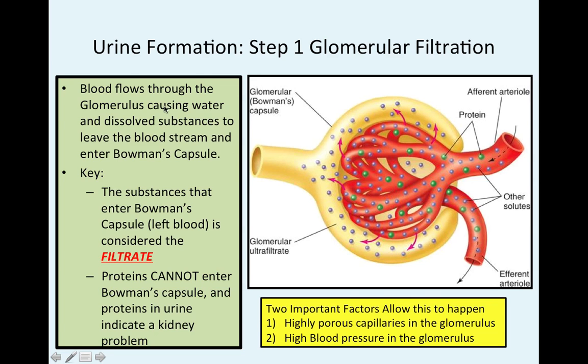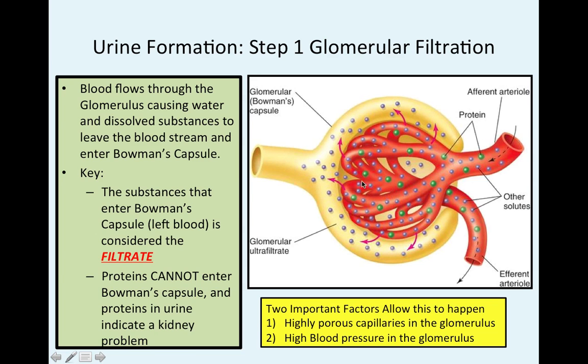Okay? So blood flows through the glomerulus, causing water and dissolved substances to leave the bloodstream and enter Bowman's capsule. So here's Bowman's capsule, this yellow thing here, and this is the glomerulus, this series of little capillaries. Now the substance that entered Bowman's capsule left the blood, and it's considered the filtrate. So this is the filtrate right here, the stuff that has left the blood and gone into Bowman's capsule.